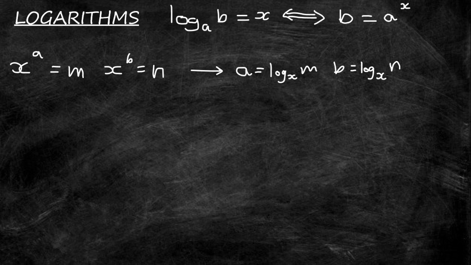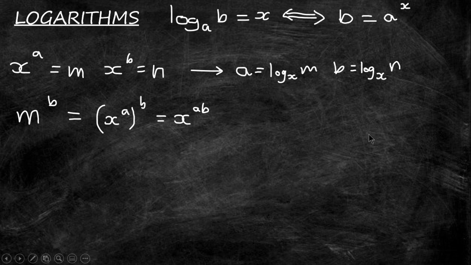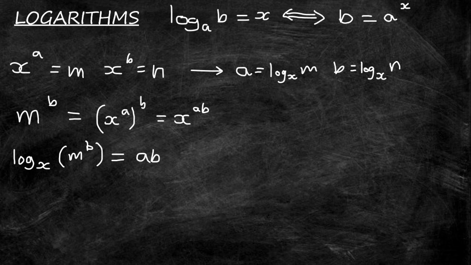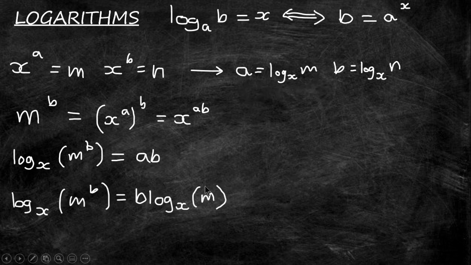Now looking at the third rule, if we wrote m to the power of b, we would say that this is equal to x to the a in brackets to the power of b. And we know from the indices rule from earlier that this will be x to the ab. And then using our logarithm rule at the top of the page here, we know that log base x of m to the b is equal to a multiplied by b. But again, we already know that a can be written in this form, so if we substitute that into the statement here, we know that log base x of m to the power of b is equal to b multiplied by log base x of m.